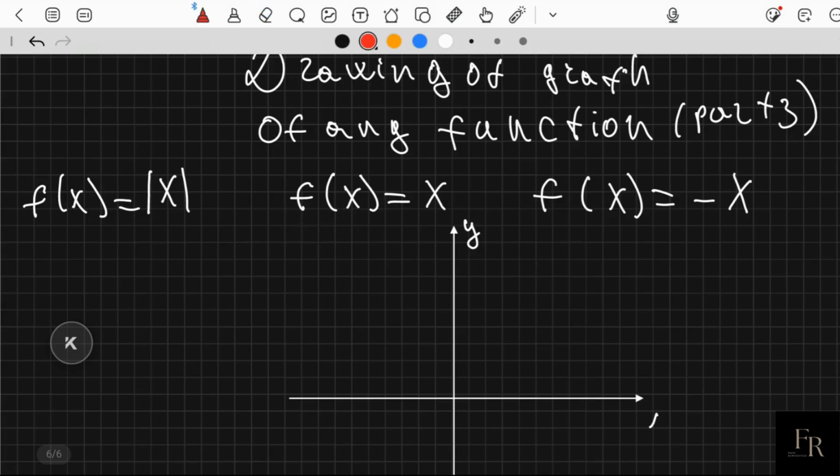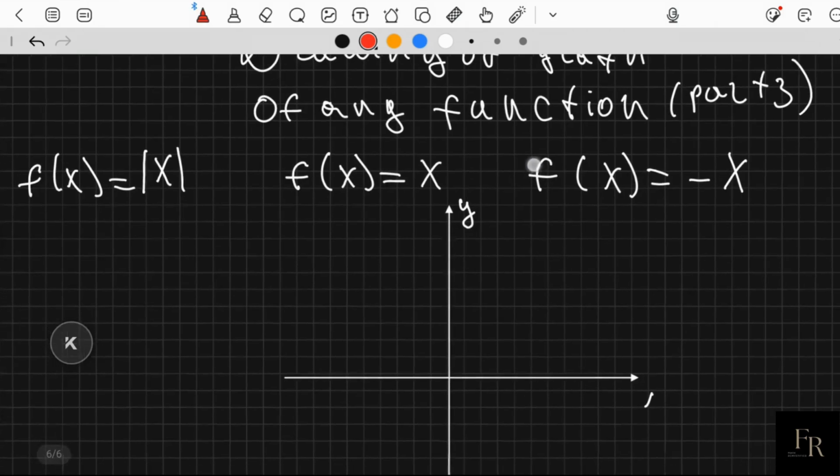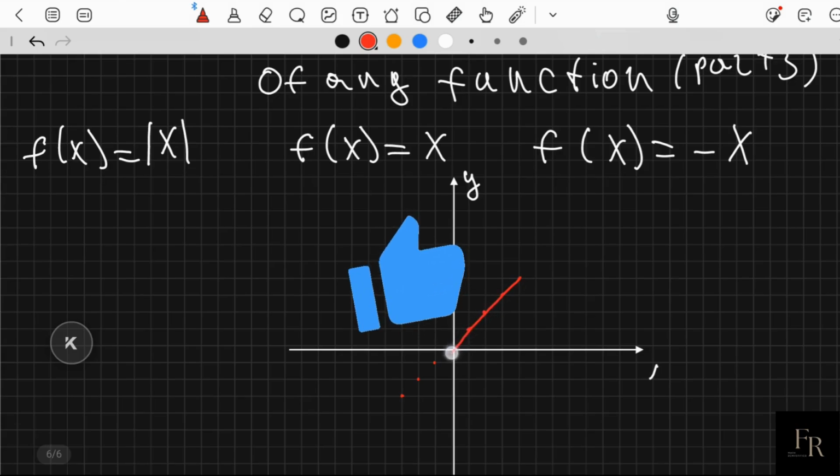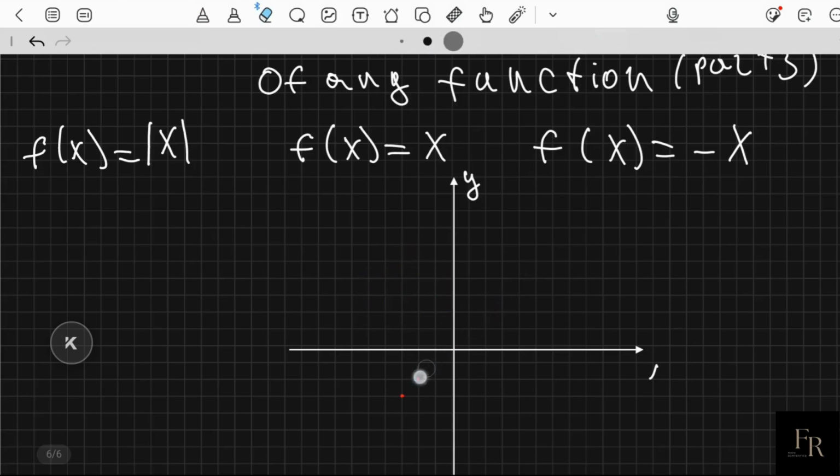In the function f(x) = x, whatever the value of x is, y becomes the same value: 1, 1, 2, 2, 3, 3, 4, 4, -1, -1, -2, -2, -3, -3, and so on. We just need, obviously, to connect these dots. So let me move it properly, so that it makes it easier.